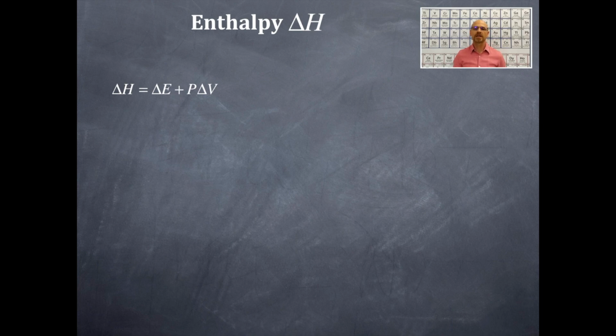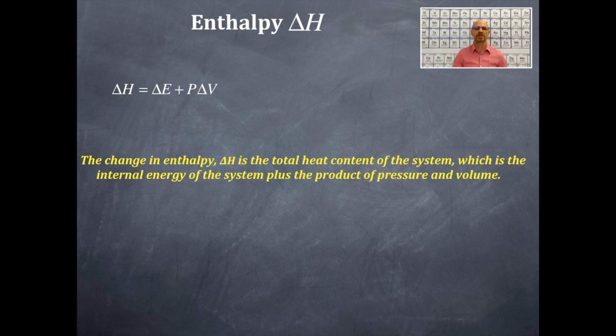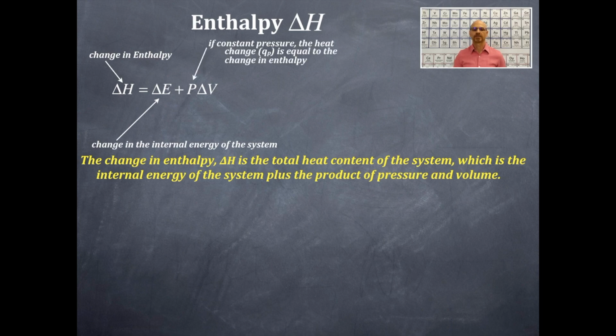I'm going to describe what each of these components means, a little bit of verbiage here, and then details of it. So the change in enthalpy, that is delta H, is the total heat content of the system, which is the internal energy of the system plus the product of the pressure and volume change. Okay? So delta H is the change in enthalpy if we go back to that equation. Delta E is the change in the internal energy of the system. If there is constant pressure, the heat change, that is QP, is equal to the change in the enthalpy.